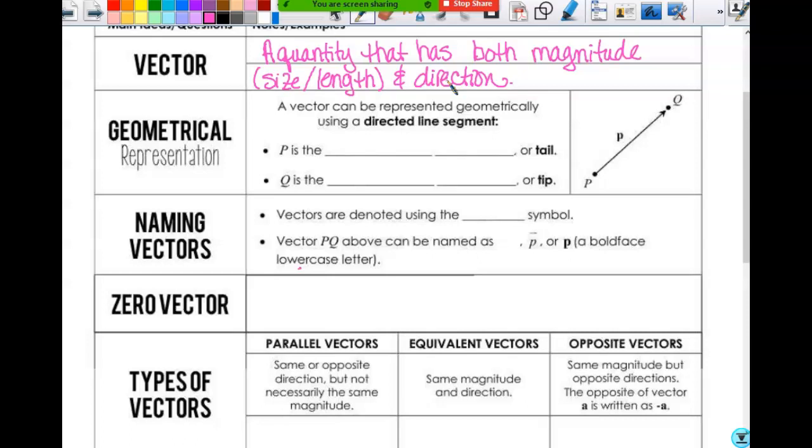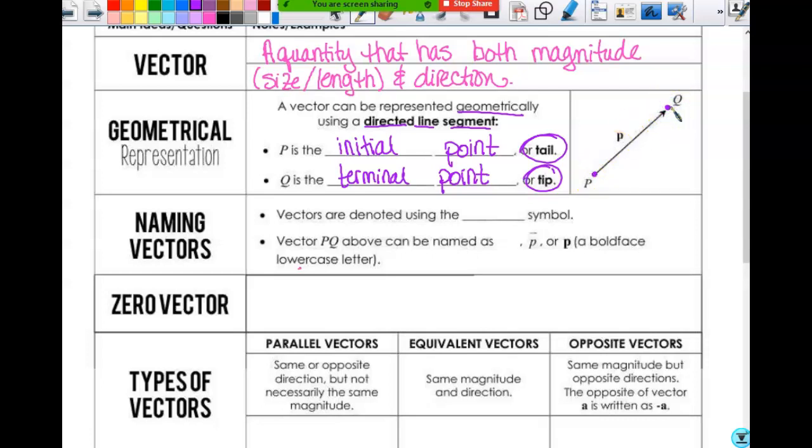It looks like a ray, and it can be represented geometrically using a directed line segment, which is a fancy way to say it looks like an arrow, right? We have this P and Q. P is where we start from. It is the initial point, or tail. And then Q over here is the terminal point because that's where it ends, or the tip. Okay, so we have P, we have Q. We start at P, we go to Q.